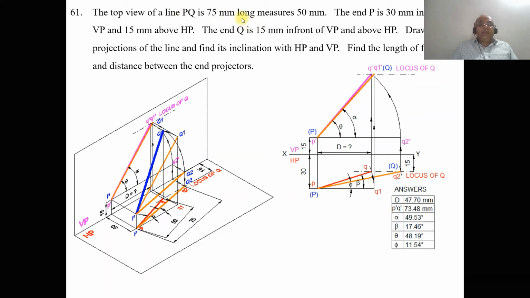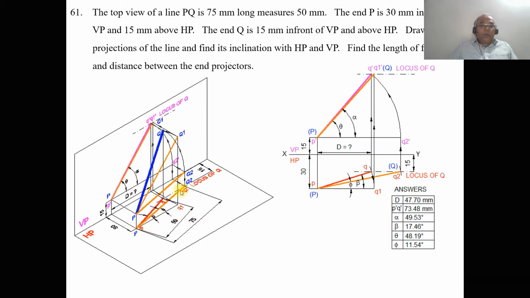And he has also given the top view. So from p you measure a distance of 50 mm and draw an arc on the locus of Q, so that you mark that point as small q. So join p to q with a dark line. So we have the top view, and now we have the true length also.